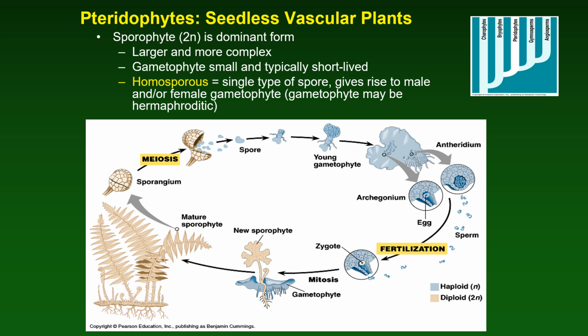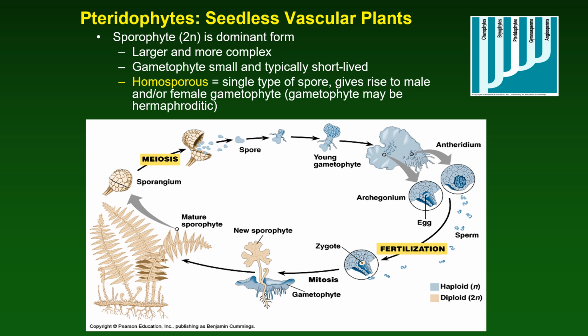Now, they produce one type of spore. The mosses do this as well. So we say they're homospores. Homo means the same. Now, we'll see that in the angiosperms, the flowering plants, and the gymnosperms, the conifers, etc., we have spores that are different sizes. So I will come back to that. Quite often, the gametophyte is hermaphroditic, and that means it's both male and female.